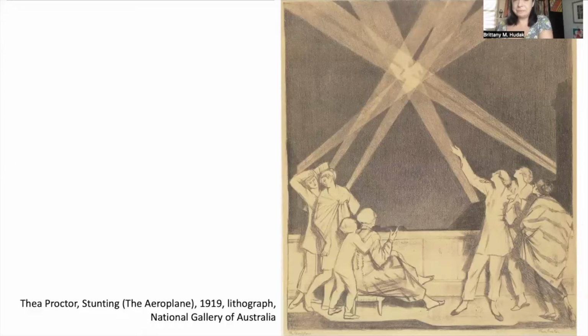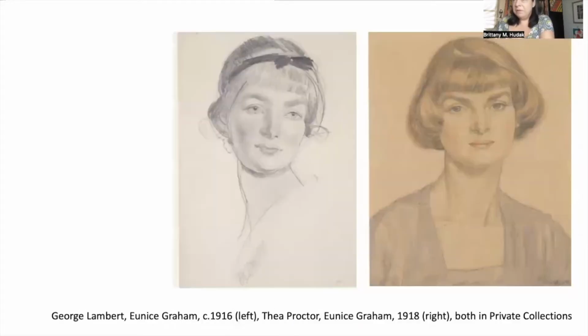The model for most of the women in the previous prints that I just showed, and the friend that I spoke of that she was living with in London, was Eunice Graham. Eunice was married to Gilbert Graham, but the two were separated. Her husband was actually serving in Germany in the war. And during the war, Eunice was alone in London when she met Thea Proctor. Between 1914 and 1921, the two women lived together at various addresses in London, but mostly in Chelsea.